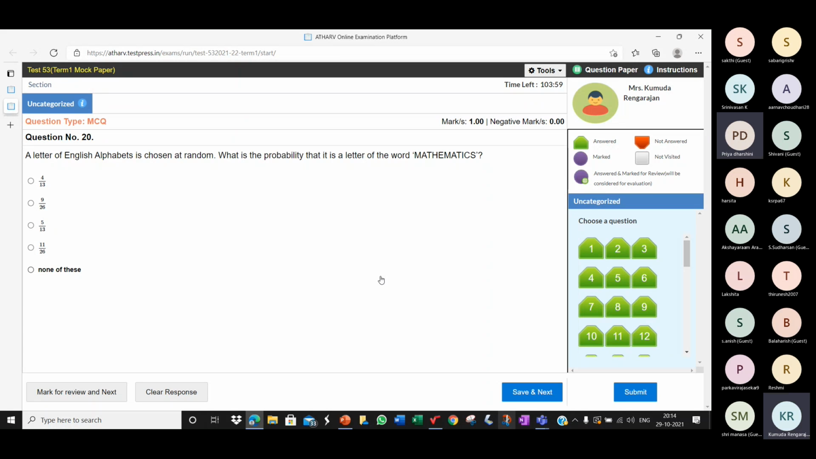Because in mathematics, M comes 2 times, but in the English alphabet, it comes only once. Look at the question. A letter from the English alphabet is chosen at random. They are choosing one letter from the set of 26 letters. What is the probability that it is a letter of the word mathematics?